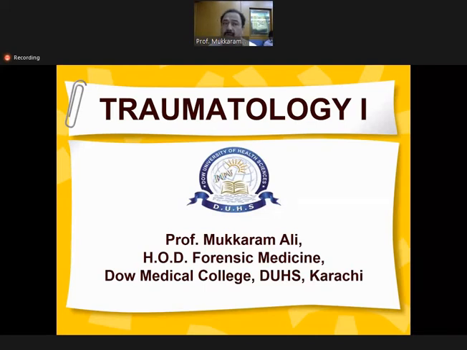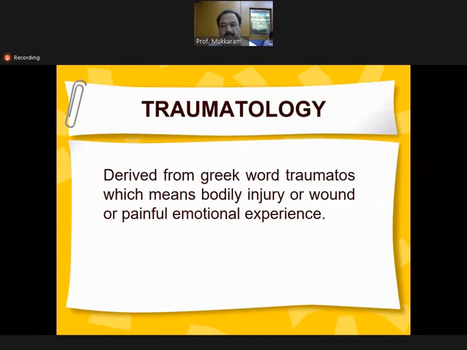So the study of injury comes under traumatology. What is injury? Injury is any harm whatsoever illegally caused to a person in body, mind, or reputation. And this injury is of different types.